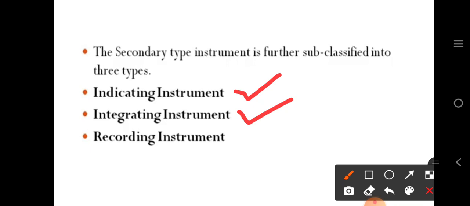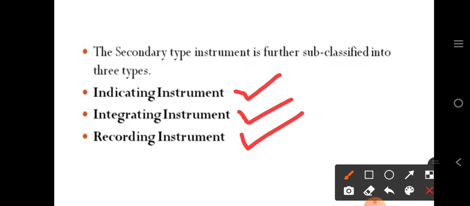And the third one is the recording instrument. Okay, so as the name indicates, what is the main function of this instrument? It is to record some data and collect it in that instrument. Here the example of a recording instrument is our electricity meter, where the data is collected periodically and denoted on the display, and the data is collected in that particular instrument. Okay, so these are the three types of secondary instruments.